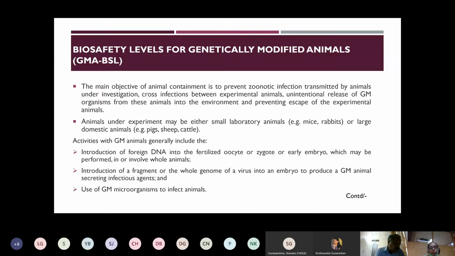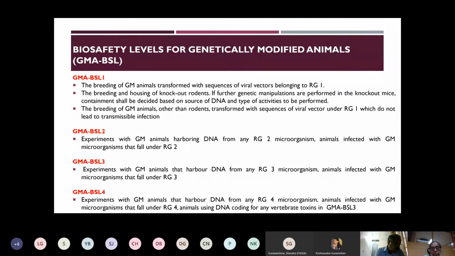The guidelines have been prepared in such a way that most of the activities are covered and the containment levels are defined. These include introduction of a fragment of the genome to produce a GM animal secreting infectious agents, and use of GM microorganisms to infect animals for various studies.